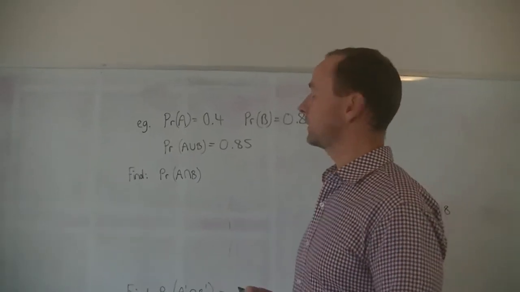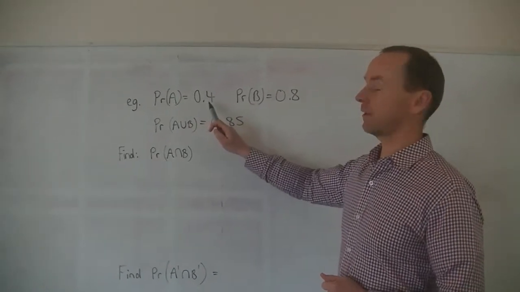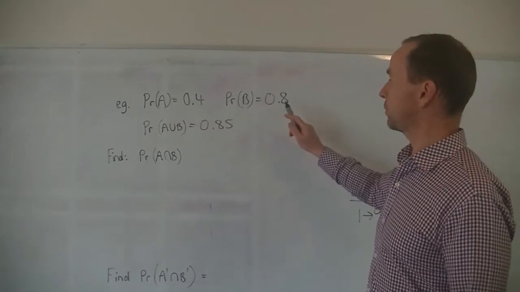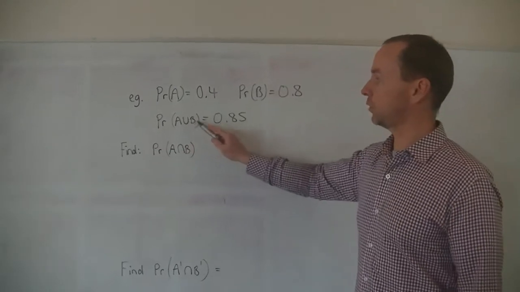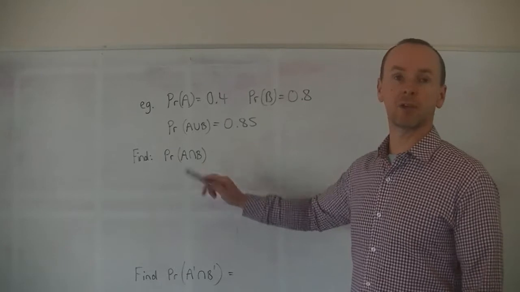Okay guys, so I've got another example here. These are given: the probability of A is 0.4, the probability of B is 0.8. The probability of the union of A and B is 0.85. Find the probability of their intersection.